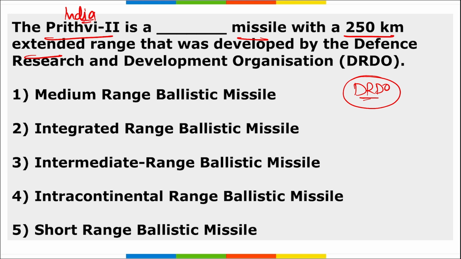Second question, what kind of missile is it? It is a short range ballistic missile. I repeat, Prithvi 2 is a short range ballistic missile. Prithvi 2 was recently tested from which state? It was recently tested from Odisha.